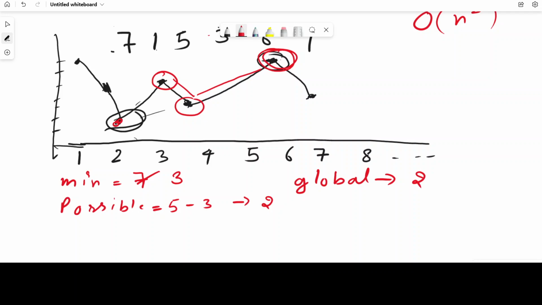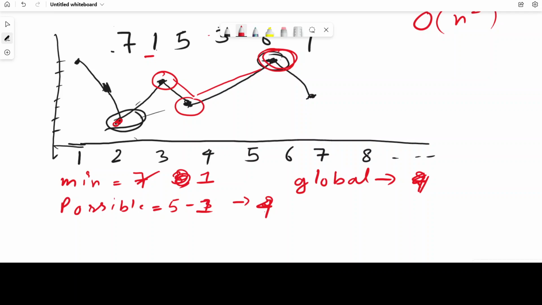So when we traverse and we see again, wait a minute, I updated it here on the second element, I have updated it to 1, because not 3, it should be 1, because the second element is 1. 5 minus 1 would be 4. So my possible profit is 4, my global profit would also be 4, because initially it is 0.